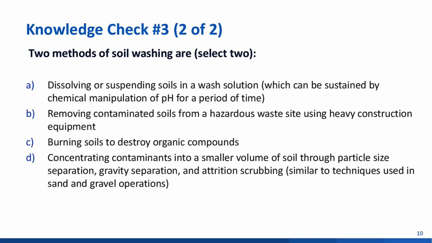Knowledge check number 3, part 2 of 2. Two methods of soil washing are, select 2. A. Dissolving or suspending soils in a wash solution, which can be sustained by chemical manipulation of pH for a period of time. B. Removing contaminated soils from a hazardous waste site using heavy construction equipment.